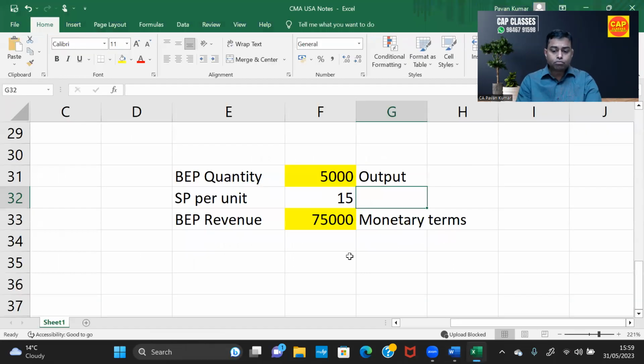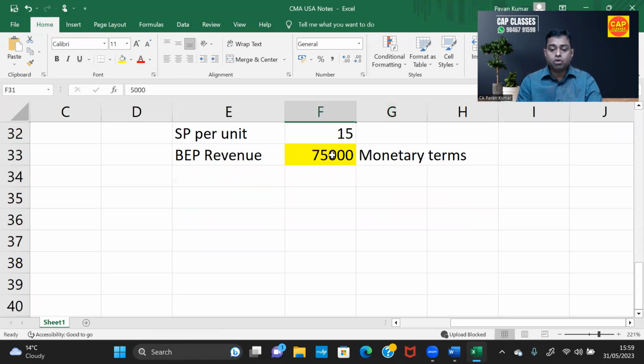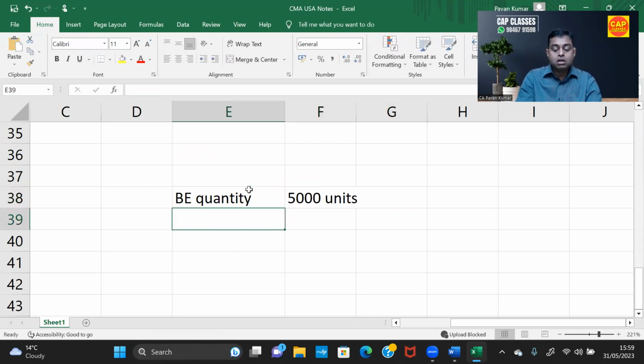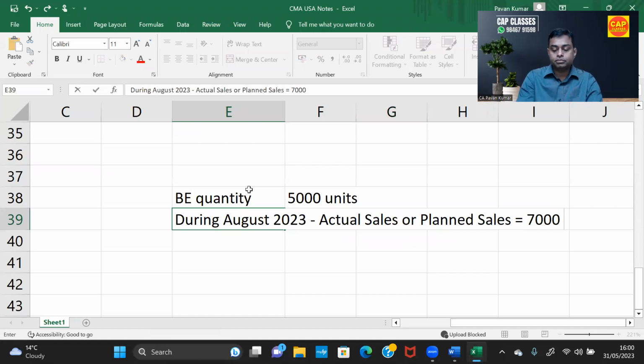So here, your break-even quantity is 5,000, okay? What is your break-even quantity? 5,000 units. During, say, for example, August 2023, X Limited's actual or planned sales is 7,000 units.